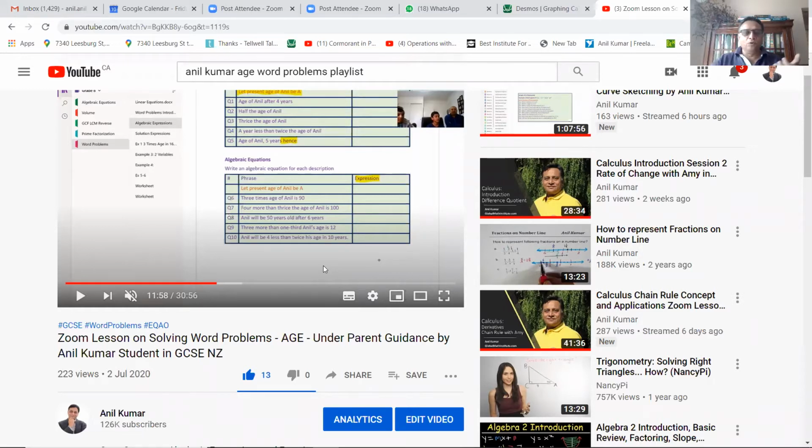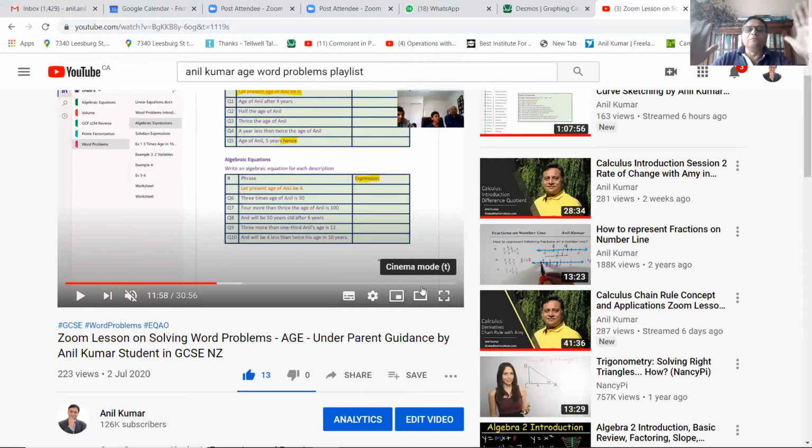So who wants to say the equation for this question number 10? Sir, I think I got it. Tell me. A plus 10 is equal to 2A minus 4. That's correct. Don't solve it. That is correct.